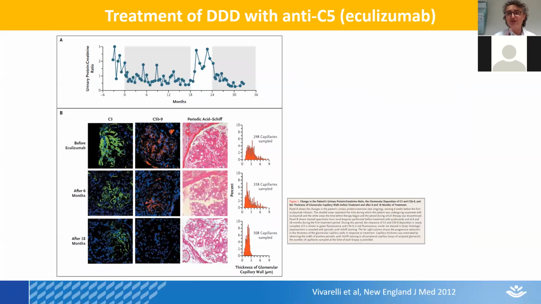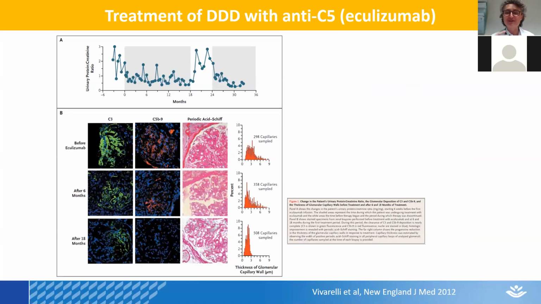And this was right when we were starting to understand that complement is really important in these diseases, but also actually having something that could block complement. So we tried eculizumab, and it really proved transformative. His proteinuria went down, as you can see in the gray part of the upper graph. We also tried interrupting eculizumab, and we saw that the proteinuria went right back up. And then we restarted and it went right back down.